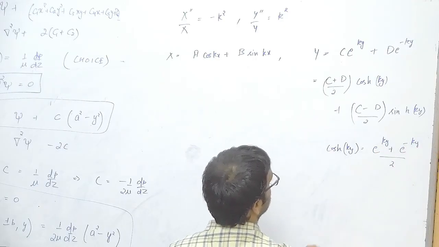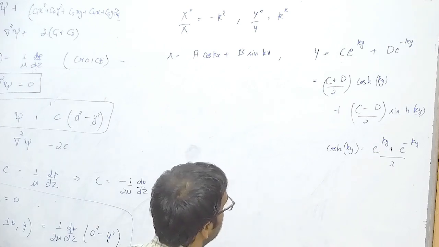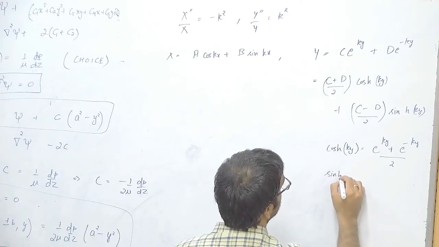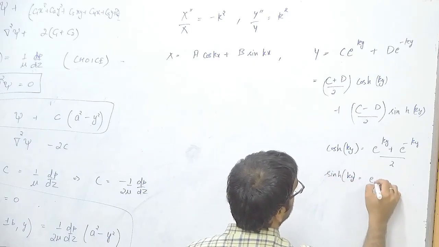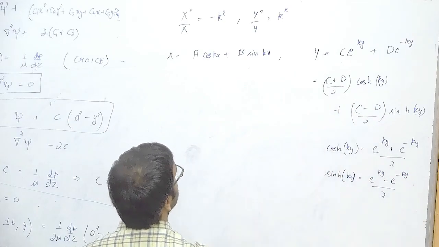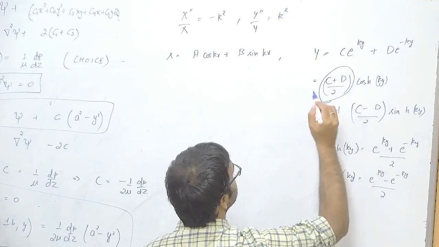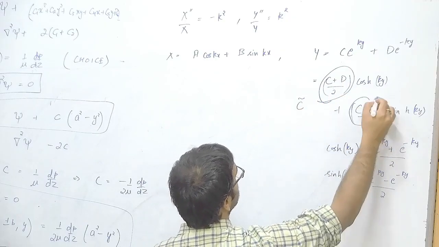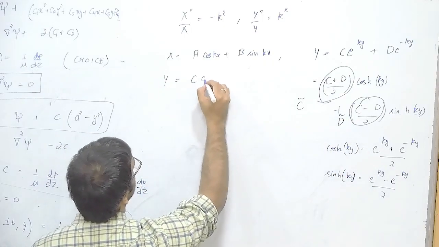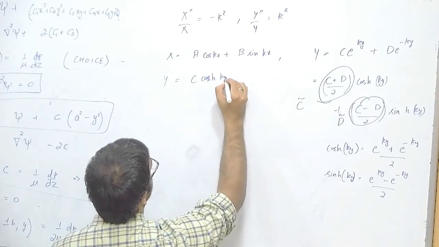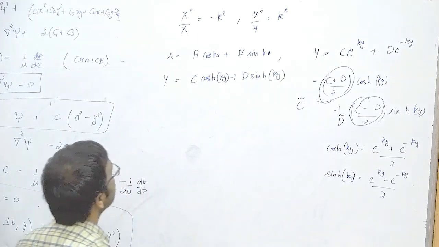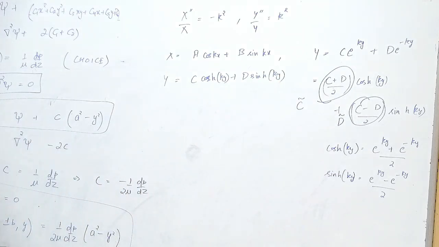This is how these are defined. Okay, so you can either write them like this, and you can write this new constant as some c tilde, you can write this new constant as some d tilde. So, I am going to write simply it is cos hyperbolic ky plus d sin hyperbolic ky. Okay. So, these are the general solutions of these two equations.